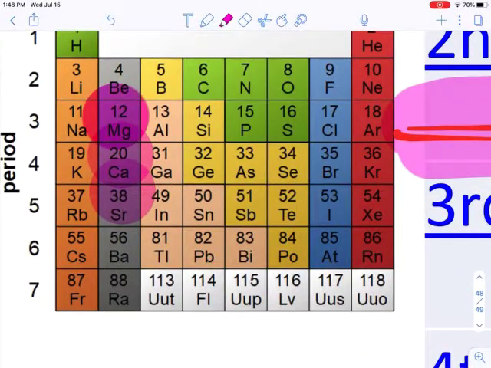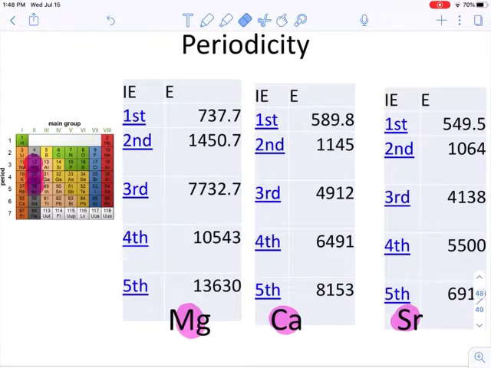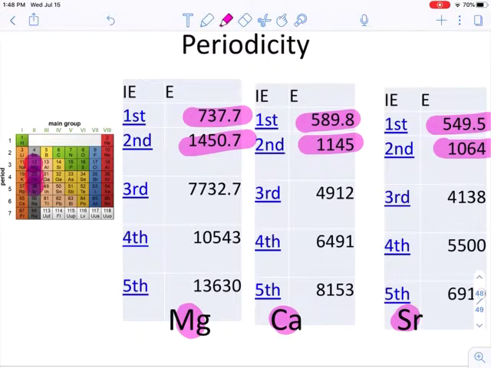But then if you compare magnesium to calcium to strontium, strontium is further away because it's lower on the periodic table. It's at the 5th energy level as compared to 4 and 3 for calcium and magnesium. And so consequently, strontium's numbers should all be less than calcium and magnesium numbers. And if you compare, strontium is less than calcium is less than magnesium, all the way across the board when you compare similar ionization energies.